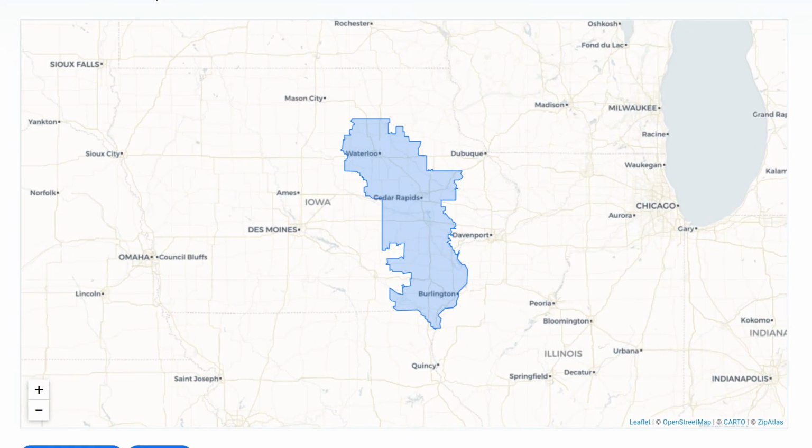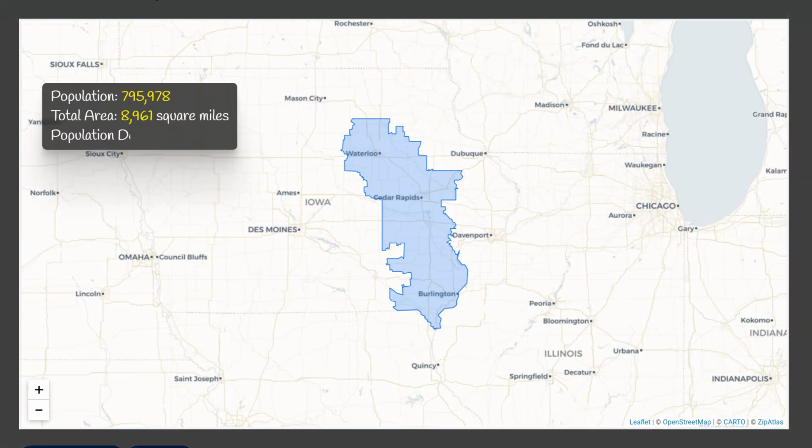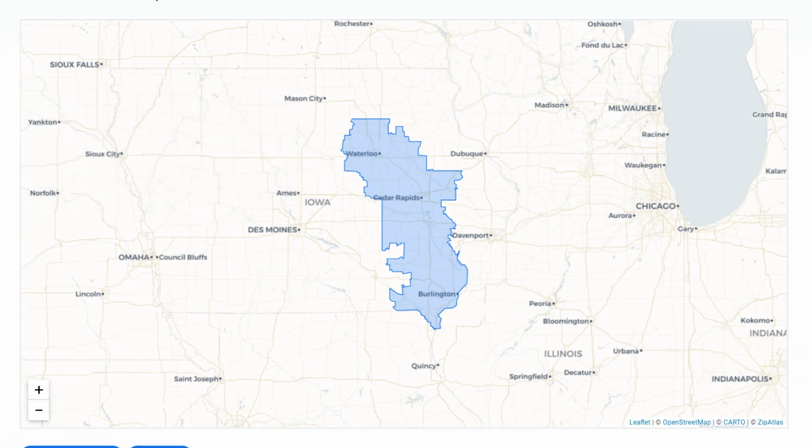Area code 319 serves the state of Iowa with a population of 796,000 people living in its coverage area, which spans over 9,000 square miles. With a population density of 89 people per square mile, it is a relatively sparsely populated area, but still has a significant amount of people living within its borders.